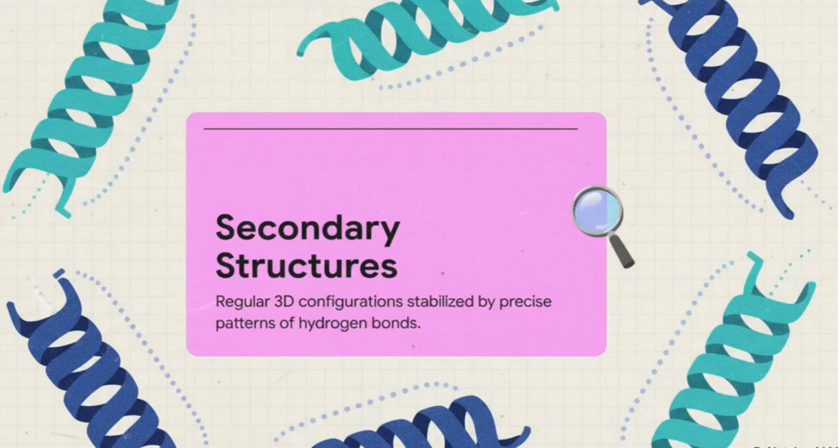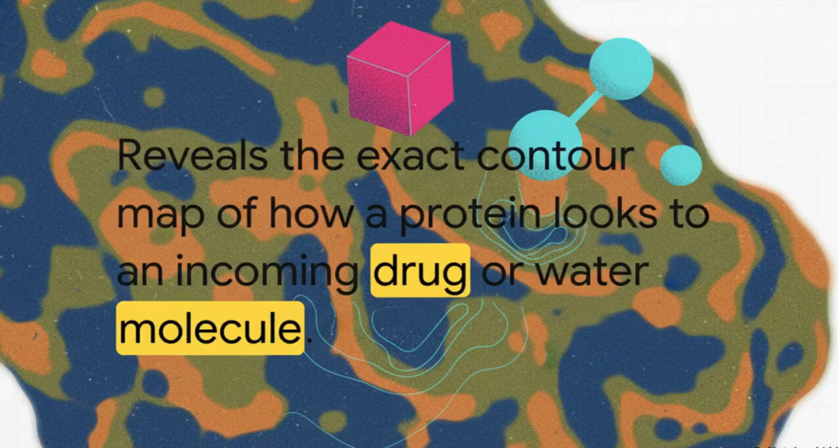For instance, in cartoon mode, we strip away all the atomic noise to highlight the protein's structural core. We're talking about the pillars of life here, the alpha helices and beta sheets. You know, these aren't just random floppy loops, they are highly precise 3D configurations securely locked together by hydrogen bonds between neighboring amino acids. But if you switch to surface mode, our perspective completely flips to the exterior.